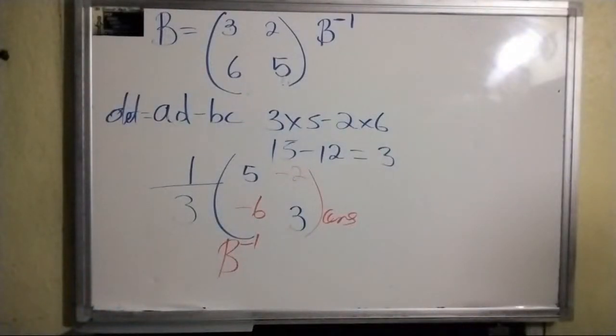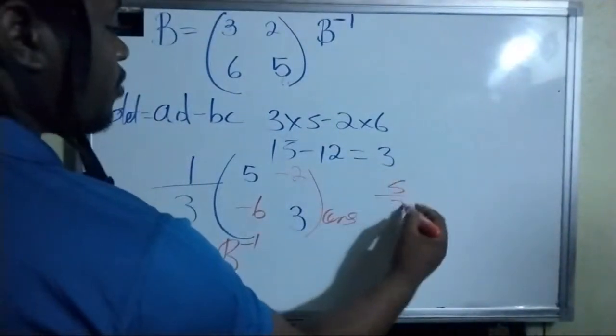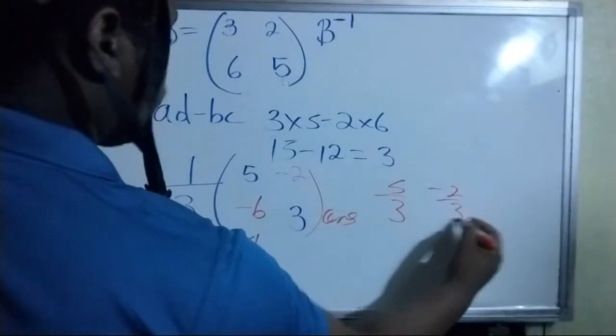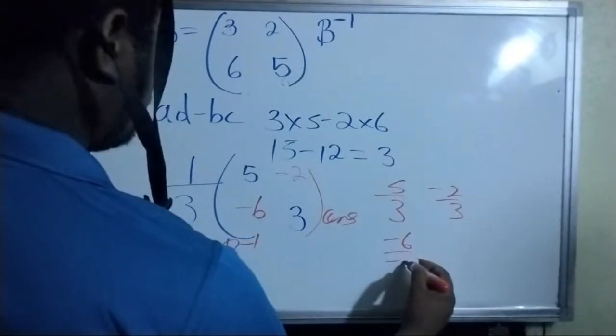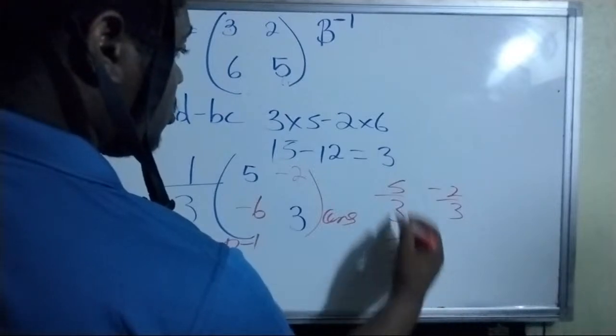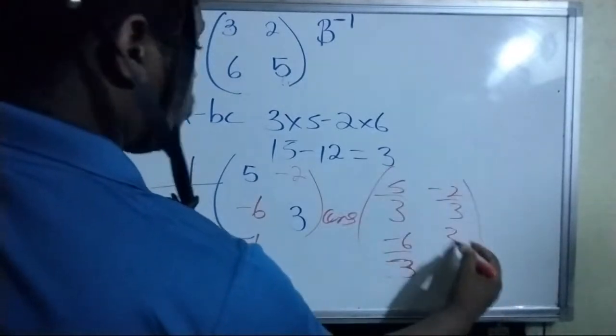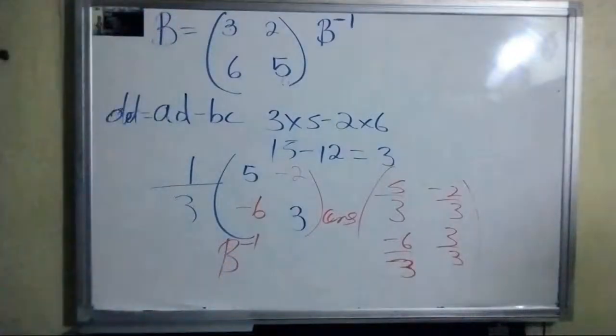Some schools do it like this: 5 over 3, negative 2 over 3, and negative 6 over 3, 3 over 3. Alright?